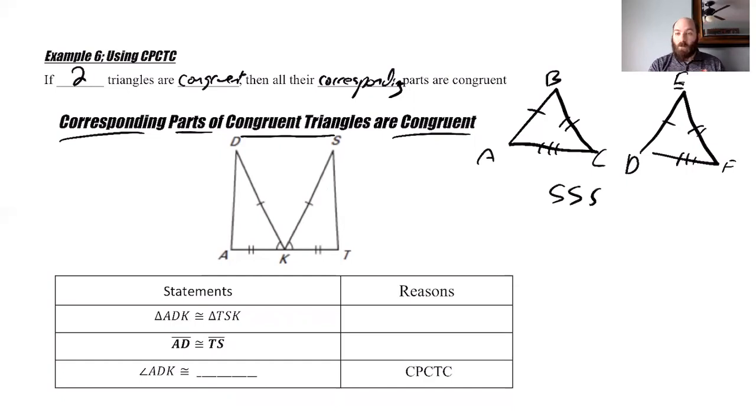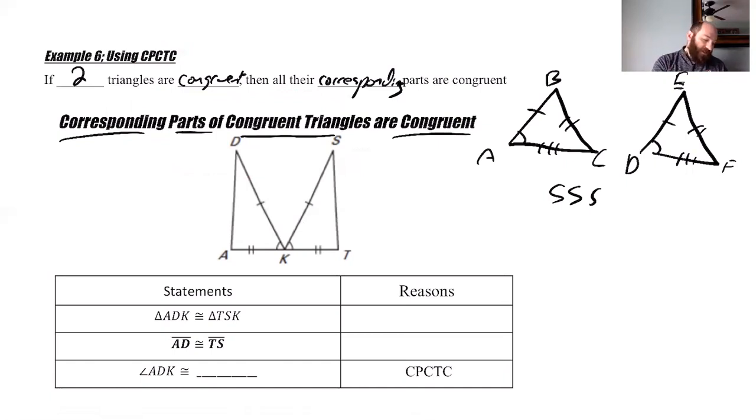Okay. In addition to that, since I know that the two triangles are congruent, I also know that angle A and angle D have to match up. These are the corresponding parts that are congruent because the two triangles are congruent. So that's what we're demonstrating with this. This is the shortcut, CPCTC. Okay, so I can show that any pair of corresponding parts are congruent once I've shown two triangles are congruent.